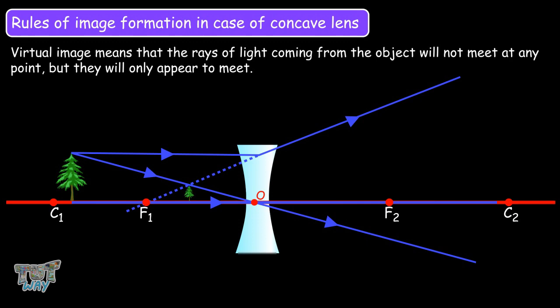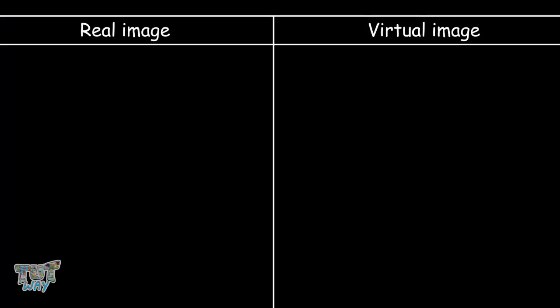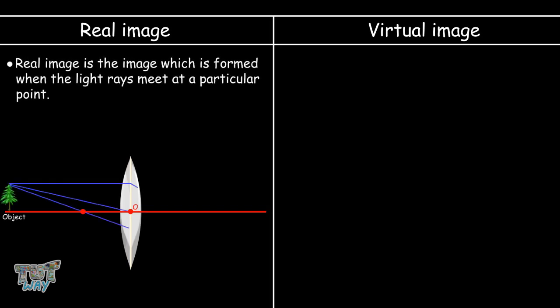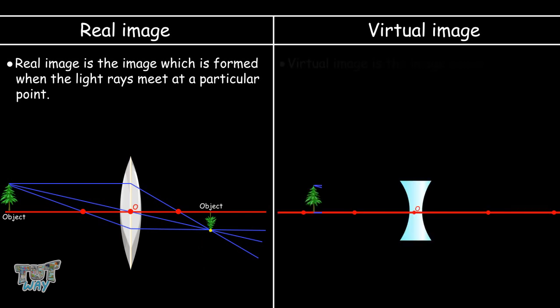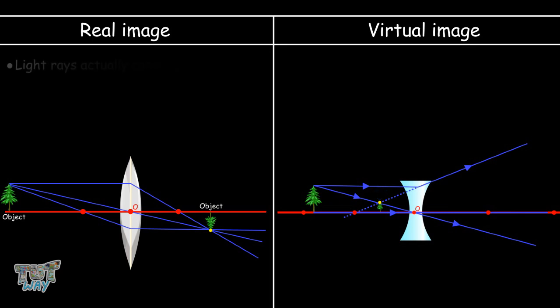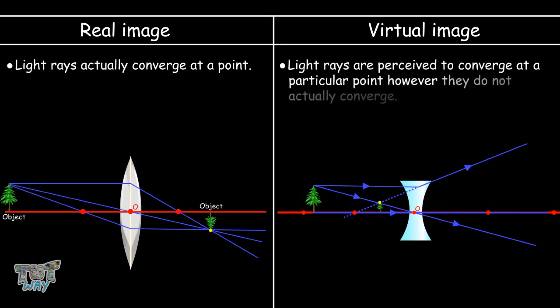Now, let's revise the difference between a real and a virtual image. A real image is the image which is formed when the light rays meet at a particular point. And a virtual image is the image which is formed when light rays appear to meet at a point but do not actually meet. In the case of a real image, light rays actually converge at a certain point. In the case of a virtual image, light rays are perceived to converge at a particular point. However, they do not actually converge.